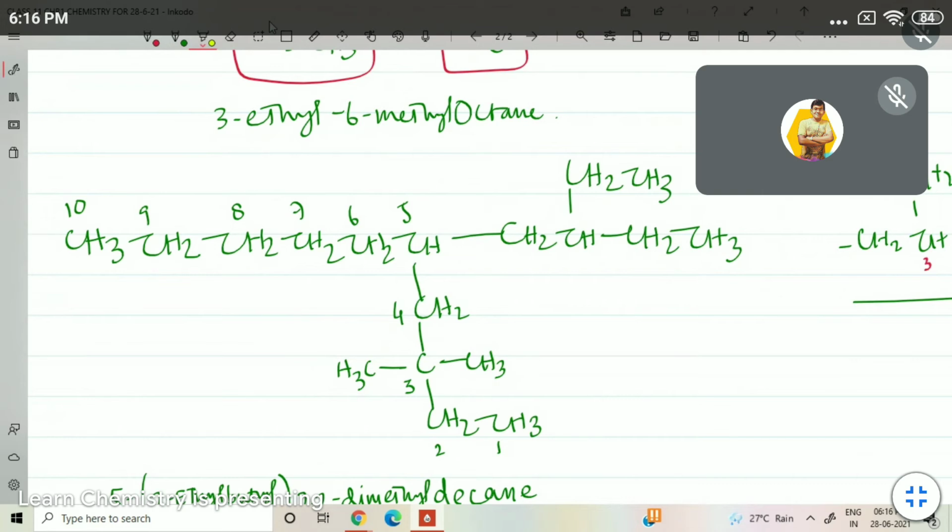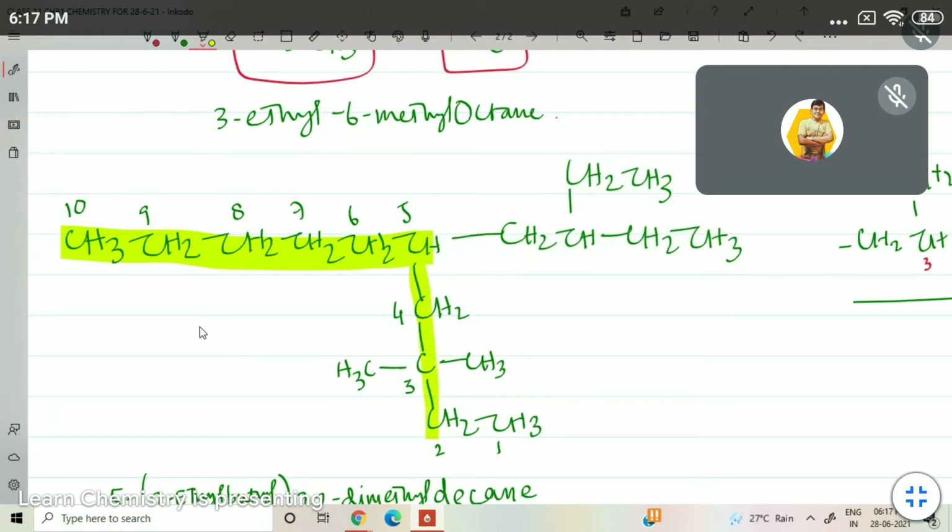See, this is your longest carbon-carbon chain. Why this chain have you taken? Because in this chain you have got 2 branches. If you had taken this chain, you would have got only one branch, CH2 CH3. So that is why I have not taken this one.